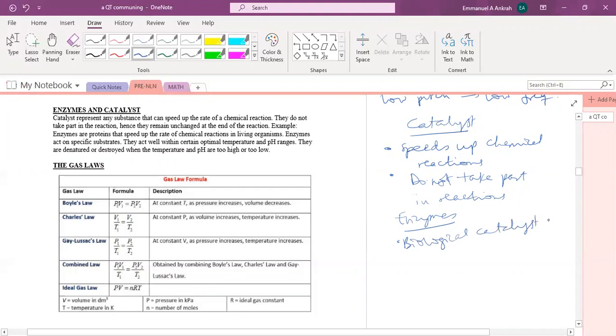And one of the properties of enzymes is that they are specific. They act on specific substances. So there's something called the lock and key mechanism. Like for every lock, there's a particular key that fits. That's how the enzymes work. That's why they are specific. They act on specific substances. So think about a lock and key.